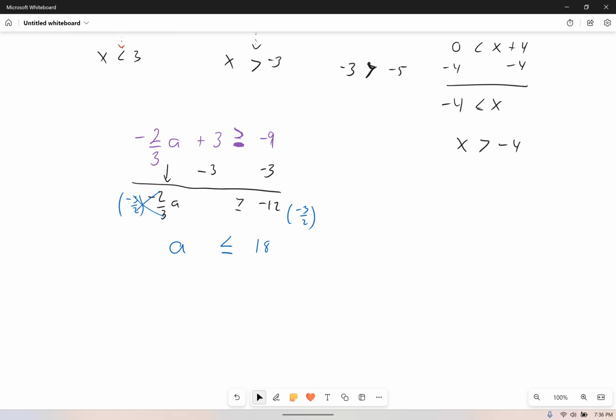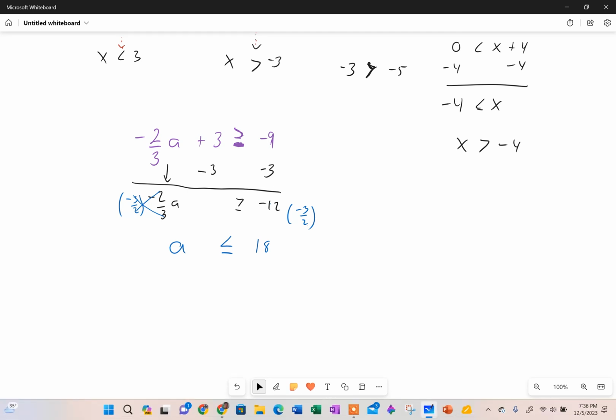So that is it. That's the whole video. If you're multiplying or dividing over the inequality sign by a negative, you have to change the direction of your inequality sign. That's it.